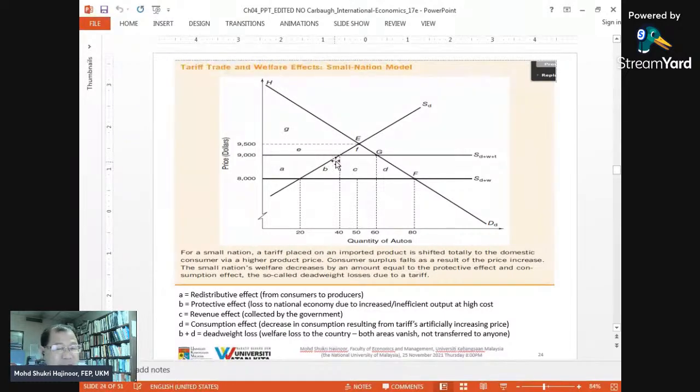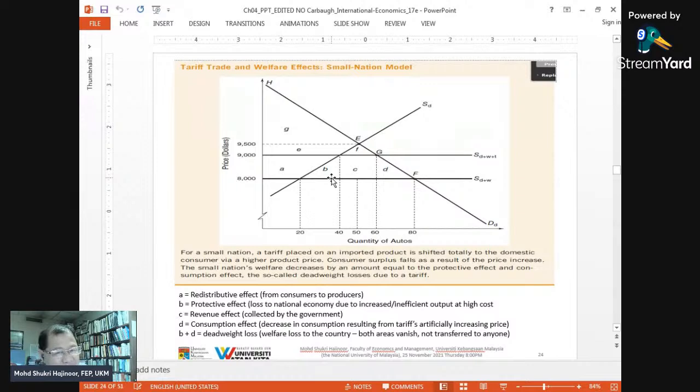B is the protective tariff effect. It's actually a loss to the economy, to society, because the area B is the increase in production from 20 to 40 in that country at a higher cost, which is inefficient. Yes, more output from 20 to 40, but at a higher cost, which is inefficient. So we're going to study here. B is one part of the deadweight loss, because you're going to see B is going to where?